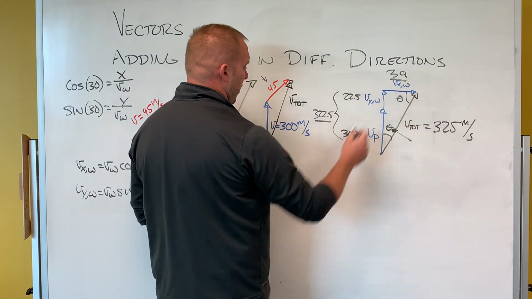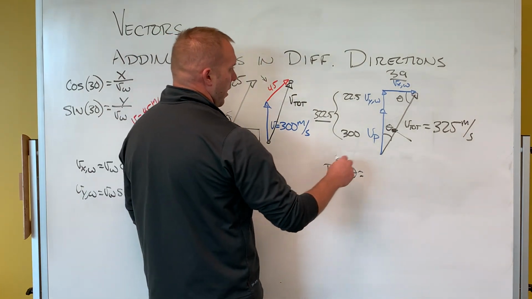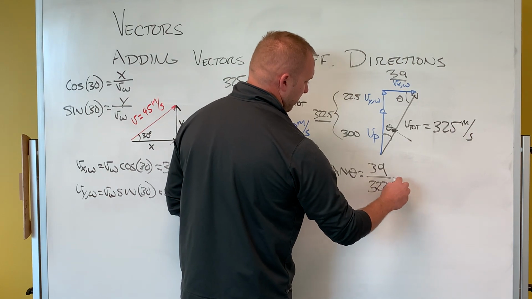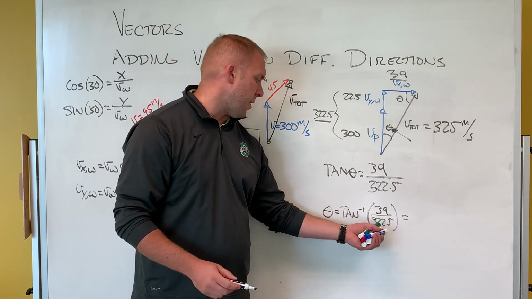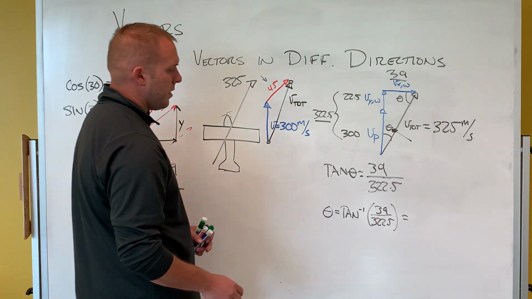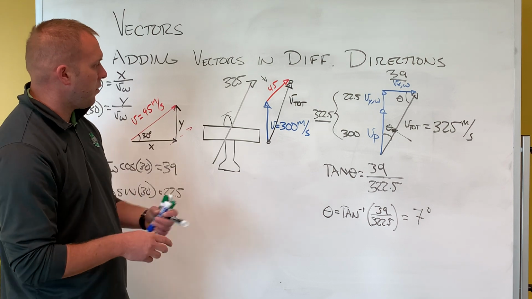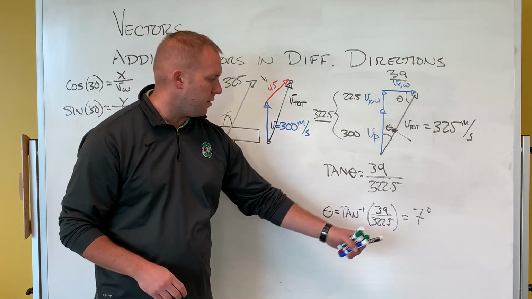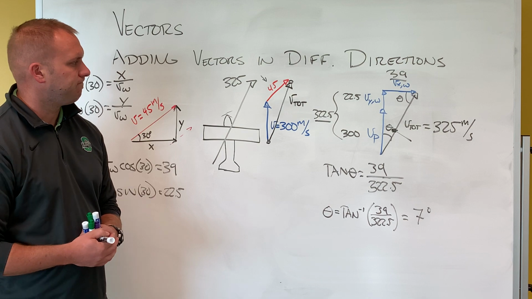I'm going to use these two sides and understand that the tangent of theta is equal to opposite over adjacent. So 39 divided by 322.5. To solve for theta, I need to do the arctan of 39 divided by 322.5, and that gives me an answer of about 7 degrees. So the plane, instead of going 300 meters per second north, is now going to go 325 meters per second at 7 degrees east of north as it's traveling.